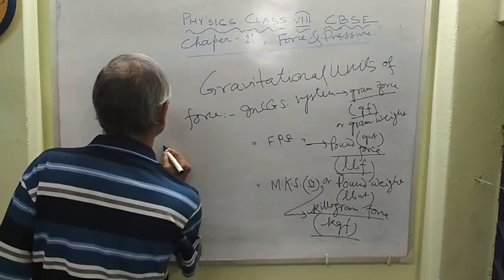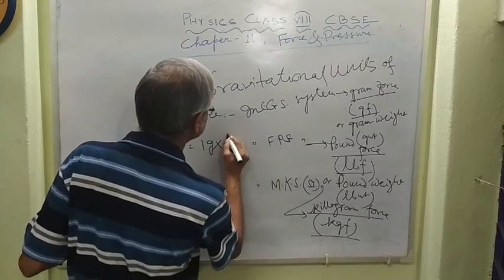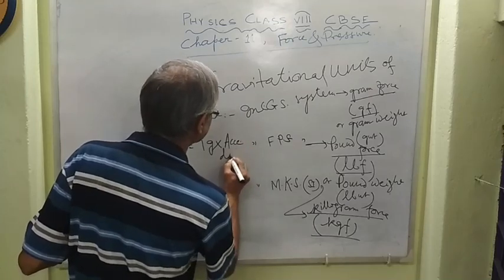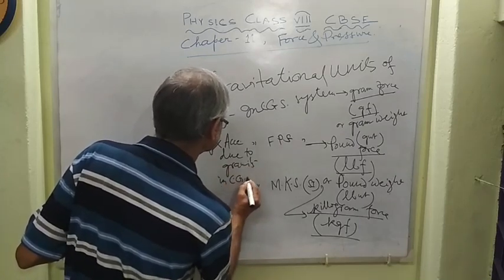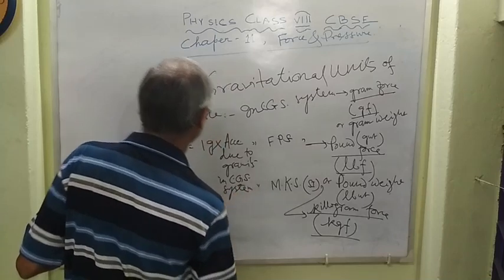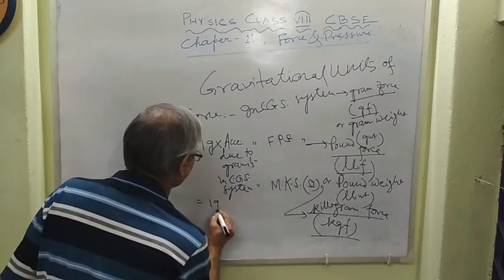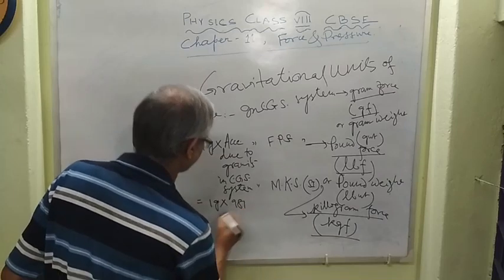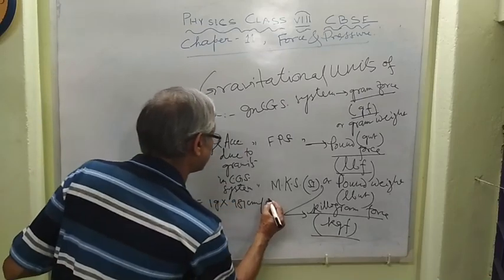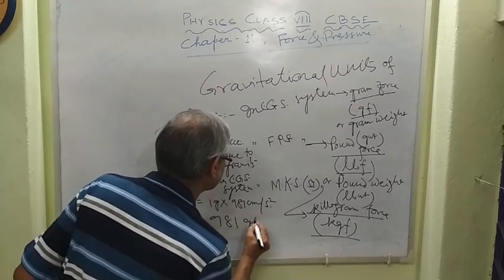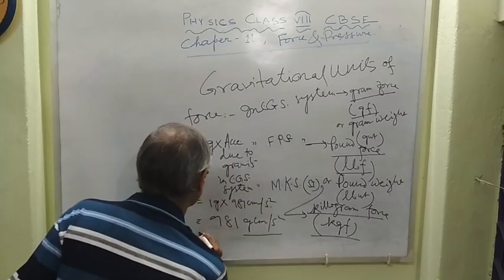1 gram force, 1 gf, equals 1 gram into acceleration due to gravity. In CGS system, what is the value of acceleration due to gravity? Average value 981 centimeter per second square. 1 gram into 981 centimeter per second square means 981 gram centimeter per second square, and this is nothing but 981 dyne.